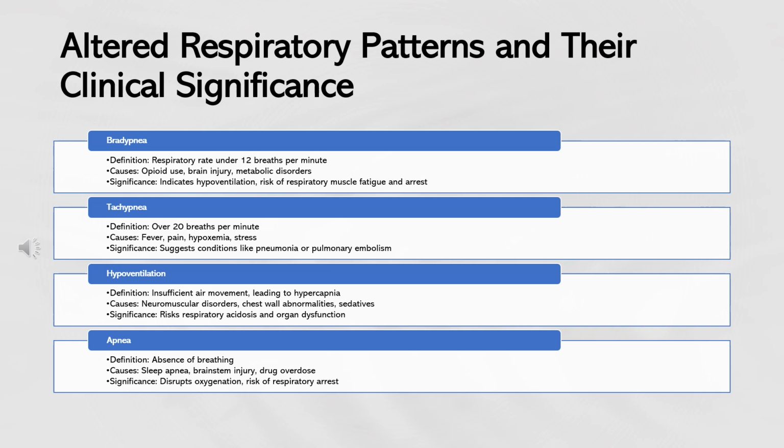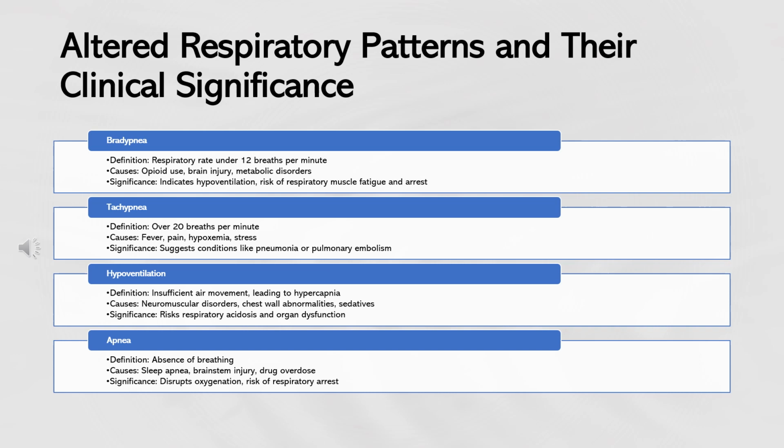Next, we have tachypnea, and this is an increased respiratory rate, generally over 20 breaths per minute in an adult. Causes include fever, metabolic acidosis, pain, hypoxemia, which is low blood oxygen, and psychological stress. It often signals underlying conditions like pneumonia, pulmonary embolism, or anxiety disorders requiring prompt medical attention.